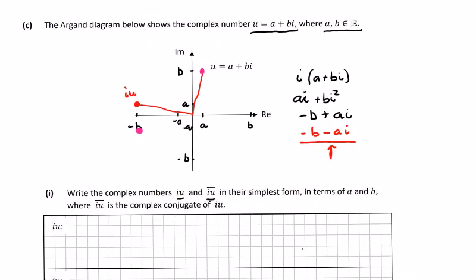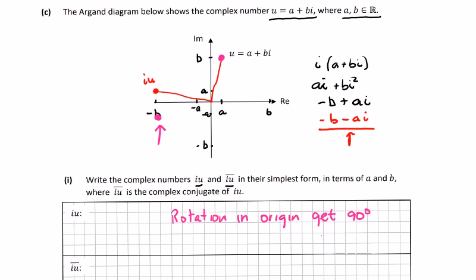So here's u. We have to get it to the conjugate of iu, which is here. So a series of transformations. So rotation about the origin gets me 90 degrees. They're asking for a transformation or series of transformations. What do we call this? A symmetry in the x-axis. Is that what they're looking for here? Symmetry in the x-axis maybe? Or you could write find the conjugate of iu. I'm not sure exactly what they're looking for here, but something along these lines.